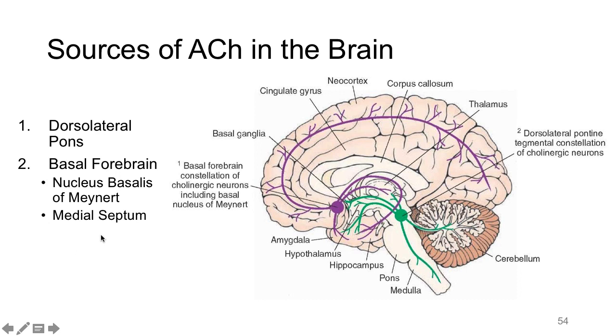The basal forebrain, in particular the nucleus basalis of Meynert, is one of the first brain regions to degenerate in Alzheimer's disease, and the memory symptoms of Alzheimer's disease can, at least in part, be attributed to loss of acetylcholine in the target regions.